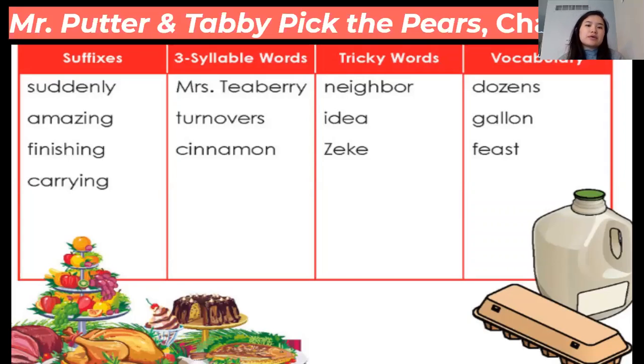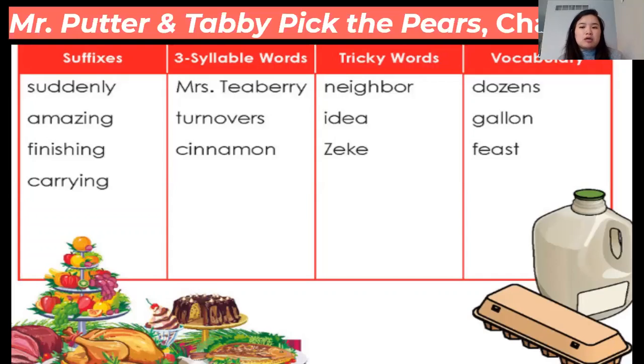So for here we have your 3-syllable words, and we are going to clap it out, because when you clap out words that have 3 syllables in them, you will count 3 beats in that word. Mrs. Teaberry, Mrs. Teaberry, Mrs. Teaberry. Turnovers, turnovers. Remember, that is the dessert with the apple filling inside and the dough around it. Cinnamon, cinnamon, cinnamon. That is a type of spice that is used to flavor the apples to give it more of a taste for a dessert.